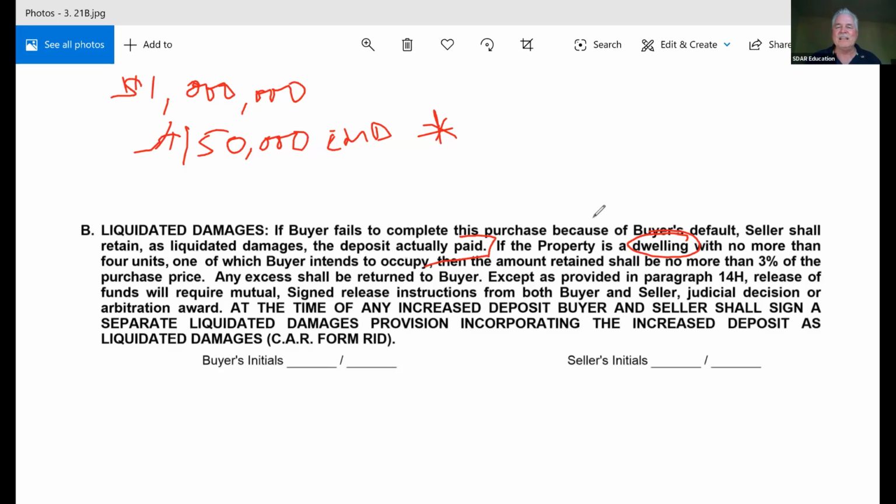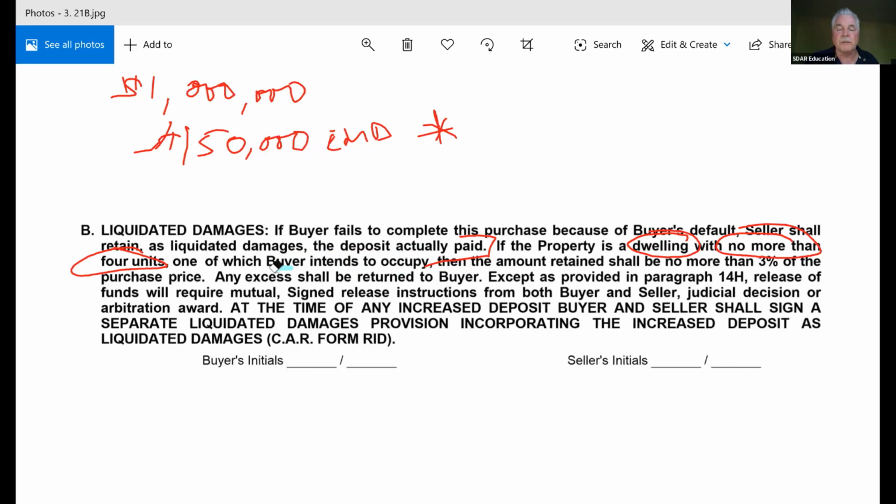All right, so if it is a dwelling, residential 1 to 4, again, remember the purpose of this contract is residential 1 to 4. If you're using this to do a 5 or greater, then you're in the wrong form anyway, okay? All right, with no more than 4 units, one of which the buyer intends to occupy. What happens if your buyer's not going to live in it? What if it's a single family home and the buyer's an investor? Then this may not apply. Okay, so yeah, that's kind of a surprise. All right, so I wanted to bring that up, but one of which the buyer intends to occupy.